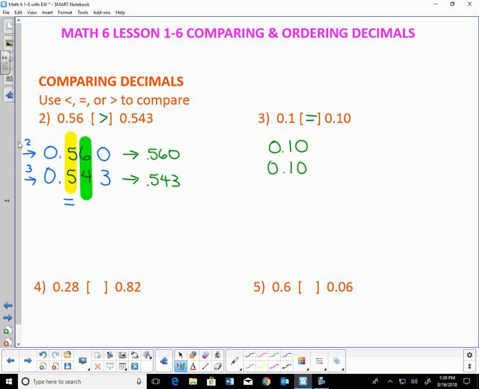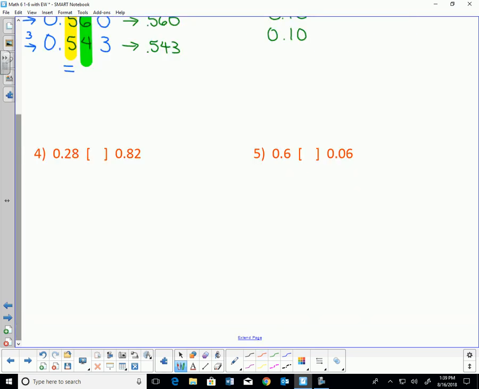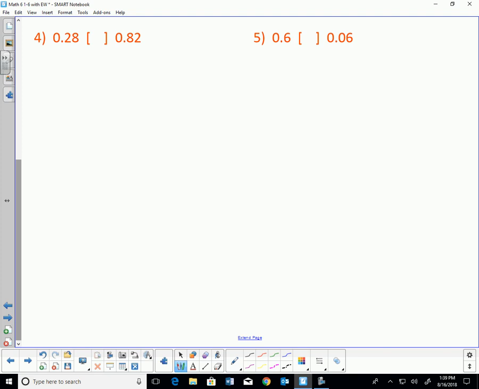Number 4 here, 0.28 and 0.82. I have 28 hundredths or 82 hundredths. Think of this as change. I have 28 cents or I have 82 cents. Which one is larger? Well, 82 cents is much bigger than 28 cents.